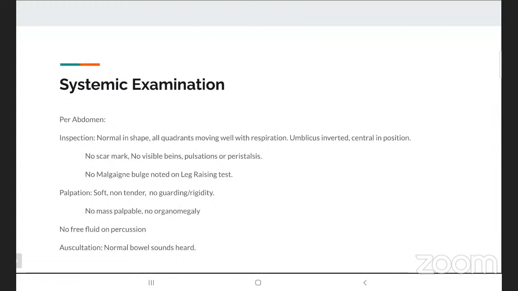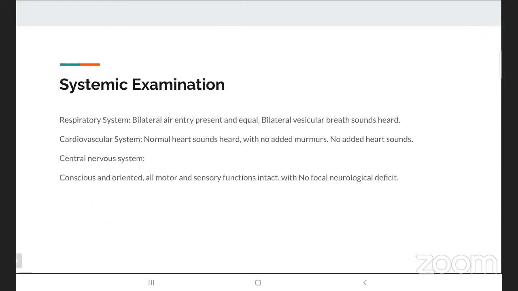On digital rectal examination, there were no external findings, no external hemorrhoids, fissures or fistulas. The anal tone was normal. The lumen was collapsed with no growth, and the mucosa was normal. The finger was fecal stained. Respiratory system: bilateral air entry was present and equal, and bilateral vesicular breath sounds were heard. Normal heart sounds were heard with no added murmurs or heart sounds. On CNS examination, the patient was conscious and oriented, all motor and sensory functions intact, with no focal neurological deficit.